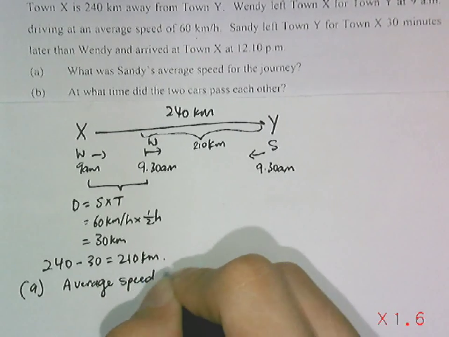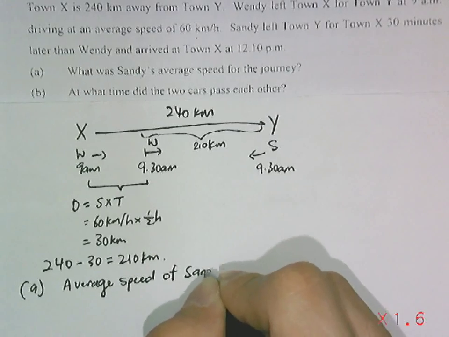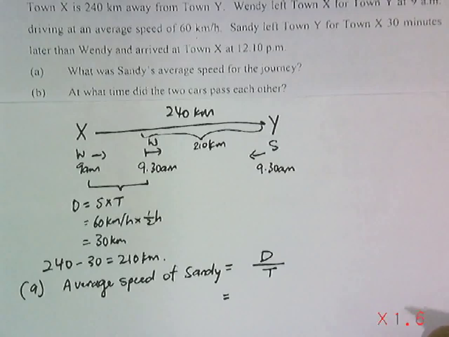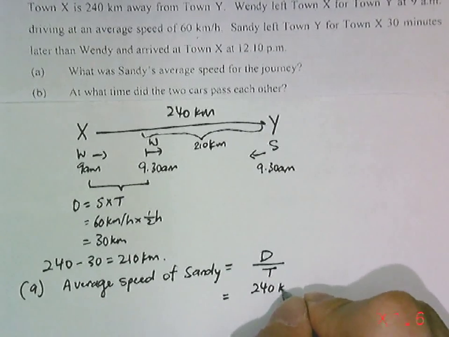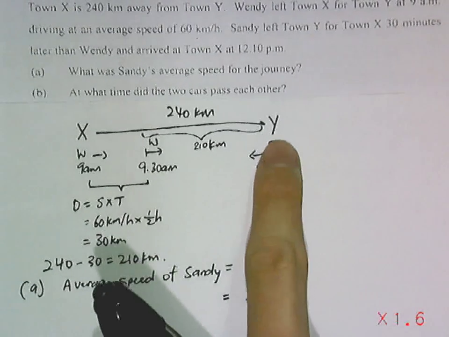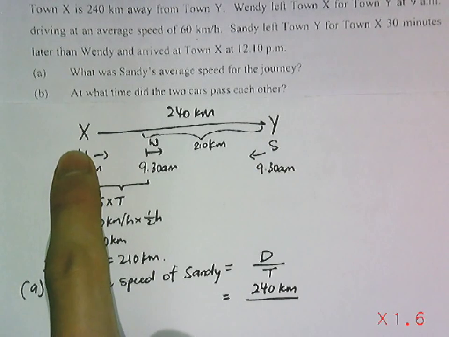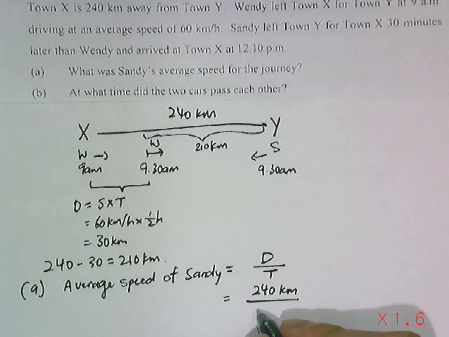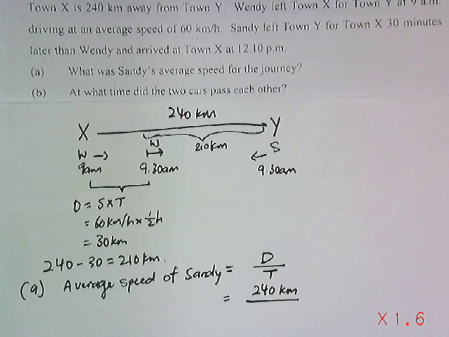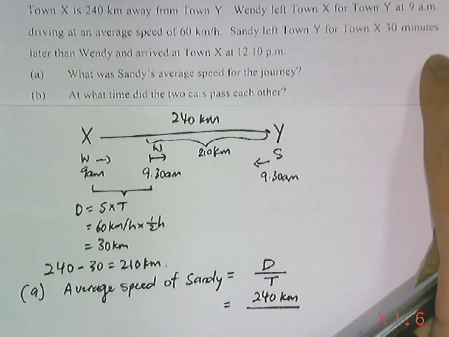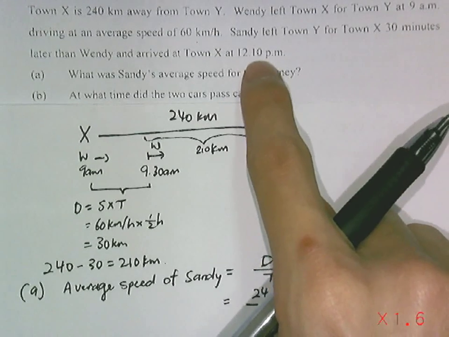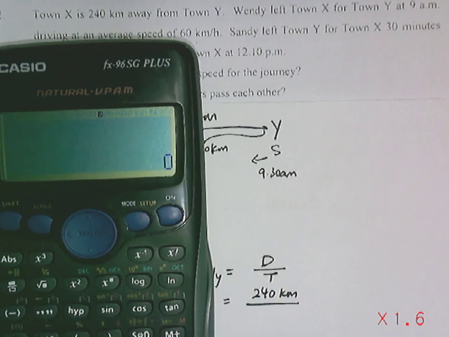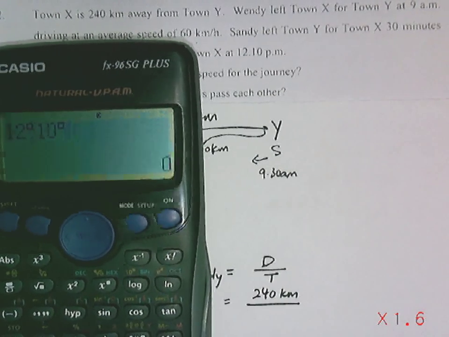Sandy's average speed will be the total distance over the total time. Now the total distance is where she covered from town Y to town X, which is 240 km. Now the time taken is the difference between 9:30 and this 12:10 p.m. So we use the calculator.